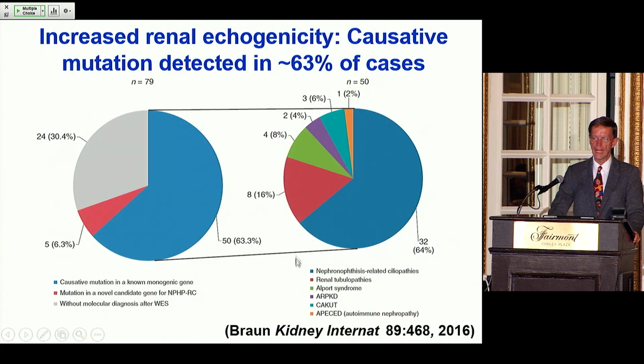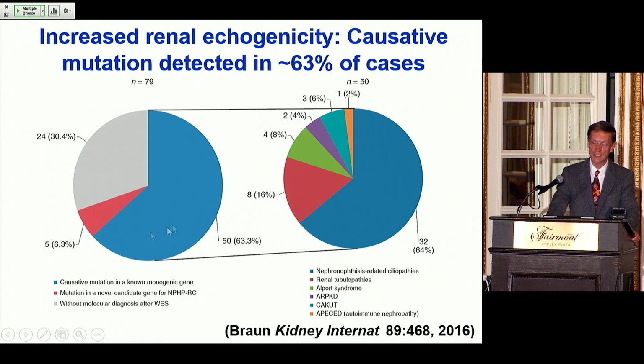We studied a cohort of 79 children and young adults who were included in the study by the sheer criteria of either having increased echogenicity in both kidneys and/or cysts. But even increased echogenicity was a sufficient criterion. We sequenced all the, at the time, 30 ciliopathy genes and found causative mutations in almost two thirds of them. So this is the entire cohort. And the blue segment is the 63% in whom we found causative mutations in one of these genes.